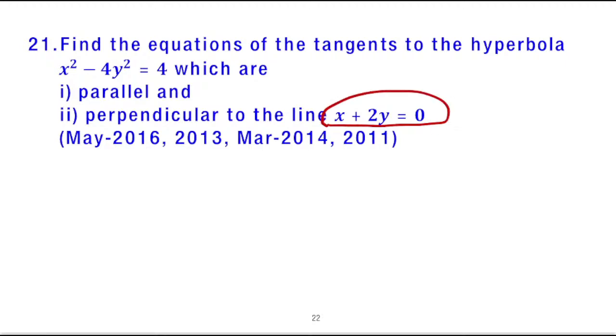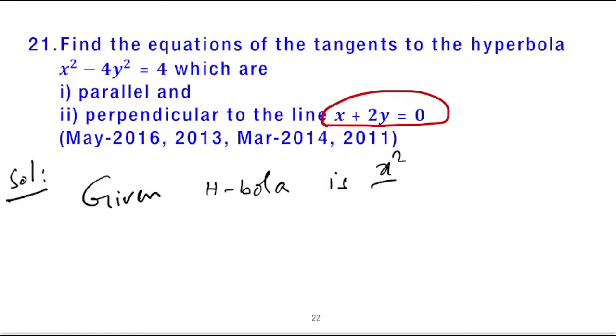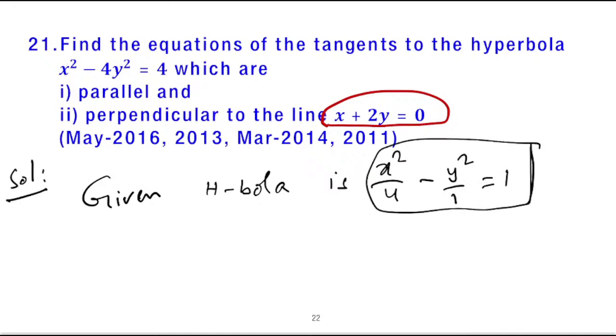Okay, so how to proceed? Write it down very carefully. Solution: the given hyperbola is x square by 4 minus y square by 1 equal to 1. That is the hyperbola.